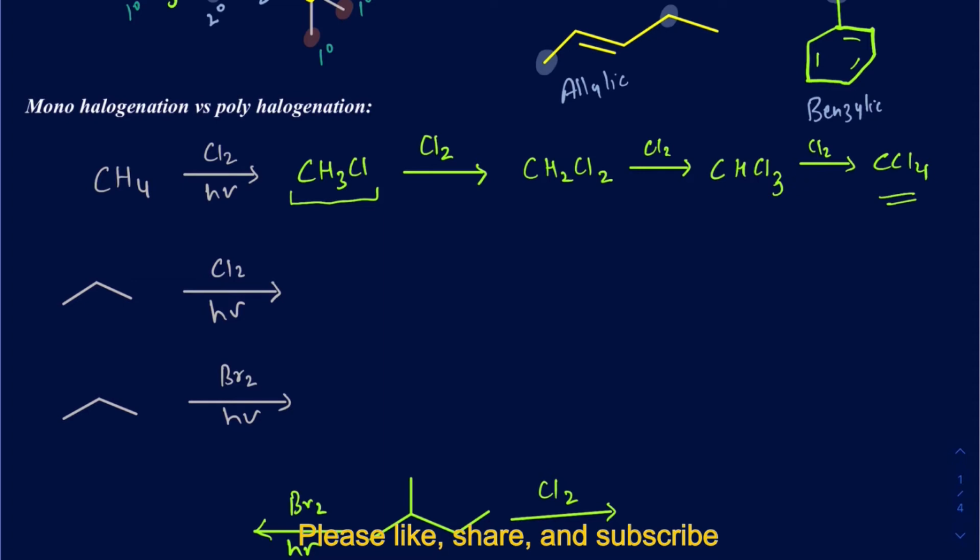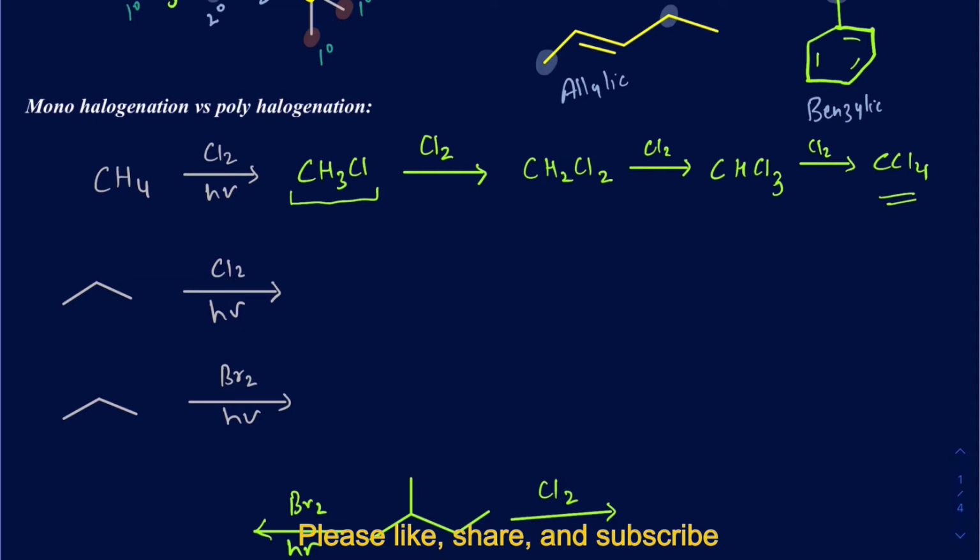But a lot of the time we're going to be assuming that we're only doing monohalogenation, because polyhalogenation is kind of useless unless you're trying to make carbon tetrachloride. Then it's a different story. But you're going to be focusing only on monochlorination or monohalogenation in this chapter.